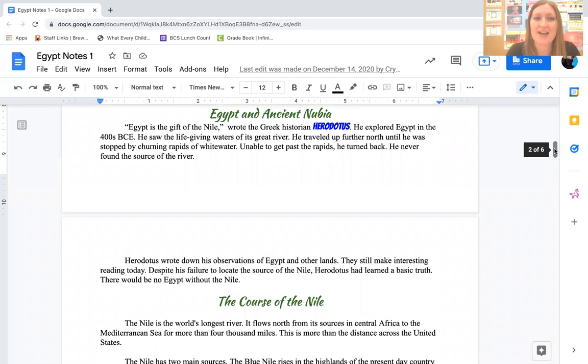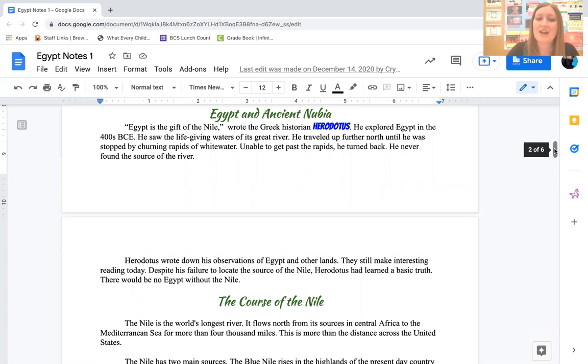Egypt and ancient Nubia. Egypt is the gift of the Nile, wrote the Greek historian Herodotus. He explored Egypt in the 400s BCE. He saw the life-giving waters of its great river. He traveled up further north until he was stopped by churning rapids of white water. Unable to get past the rapids, he turned back. He never found the source of the Nile.